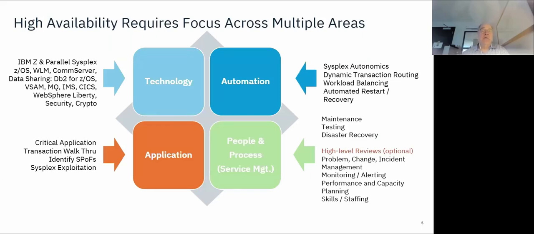The focus of our health checks is about availability, right? We look at high availability, we look at continuous operations, and put the two together for continuous availability. And we also touch on disaster recovery or business continuity, depending on how you define that.